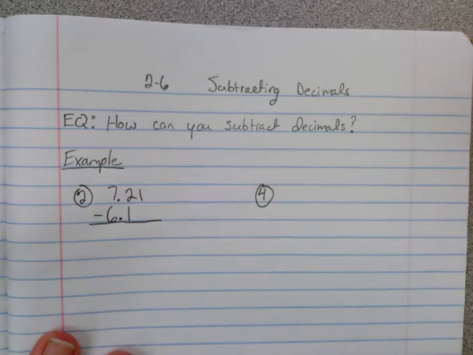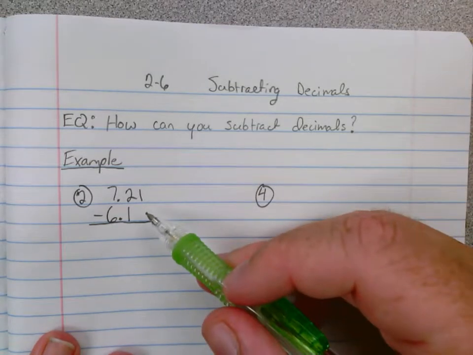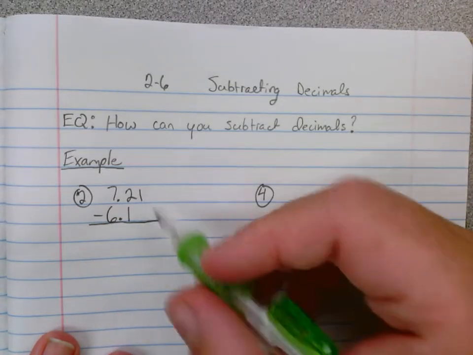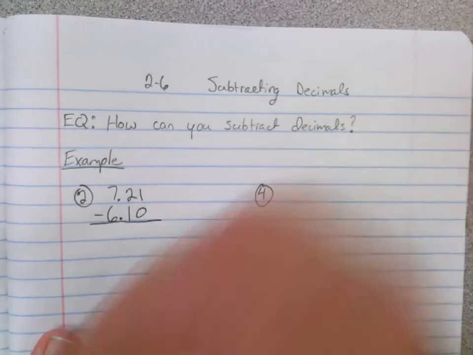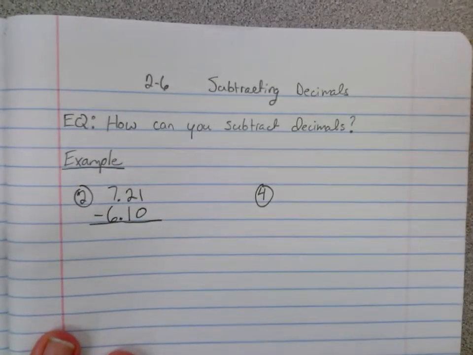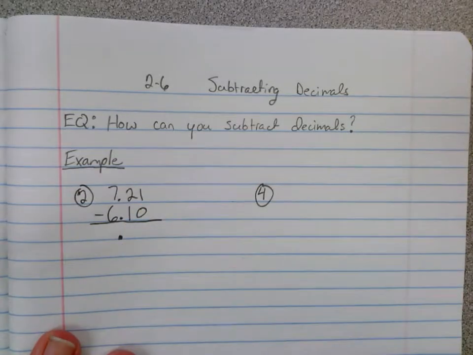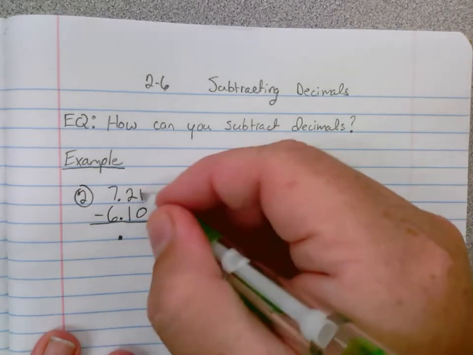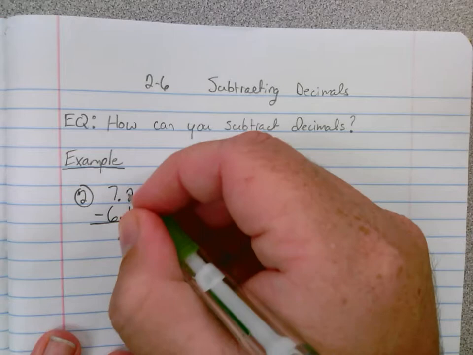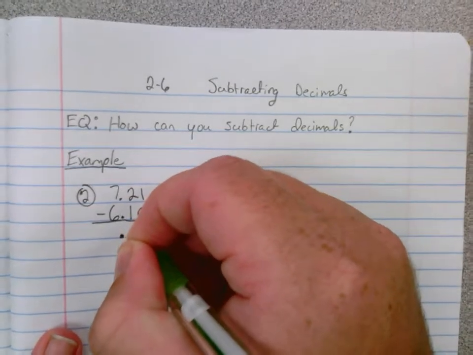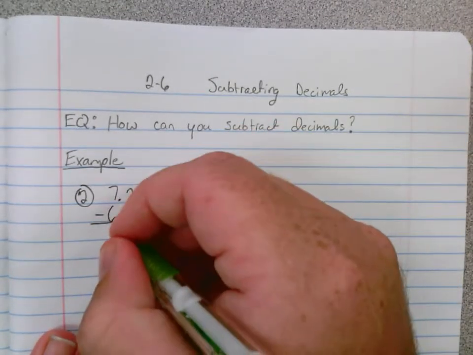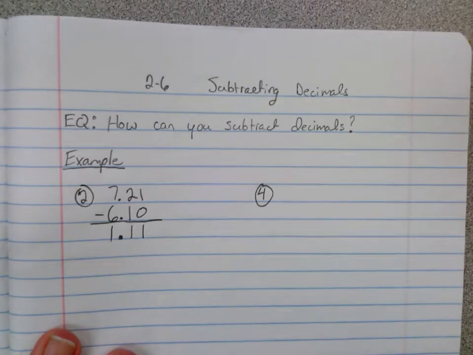First thing I need to do is make sure that my place values are lined up. Then I need to find a placeholder, because we want to turn 6 and 1/10 into 6 and 10/100, that's the equivalent decimal. And then we're just going to subtract after we bring down our decimal point. So 1 minus 0 is 1. 2 minus 1 is 1. 7 minus 6 is 1. So 1 and 11/100 would be our final answer.